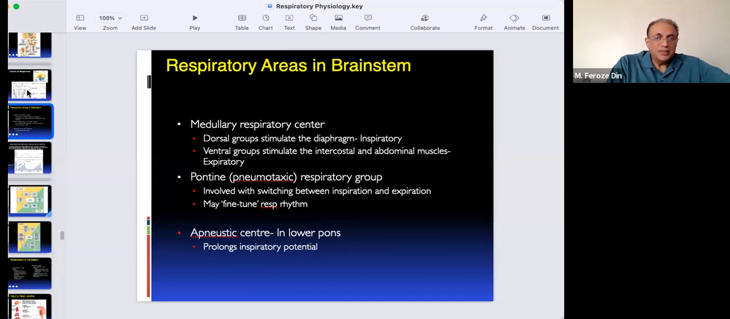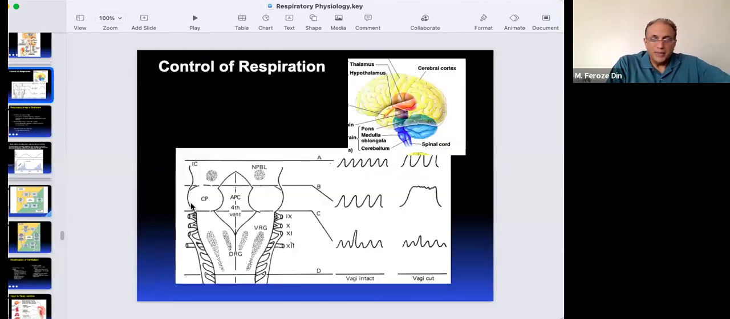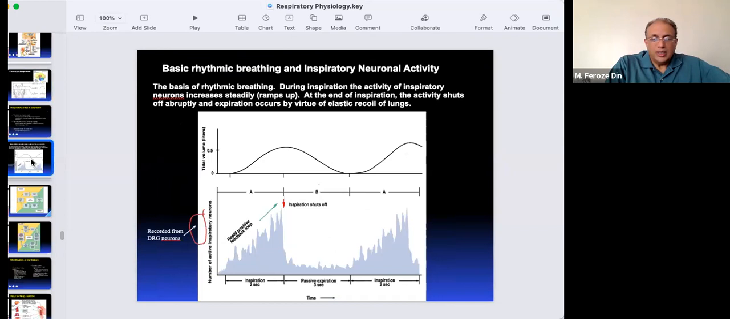So just please don't forget these. I want to show you the diagram again. So dorsal and ventral group, the apneustic center, and the pneumotaxic center in the upper pons. If you look at the discharges from these neurons during inspiration and expiration, this is just a diagram showing the tidal volume in and out of the lungs.